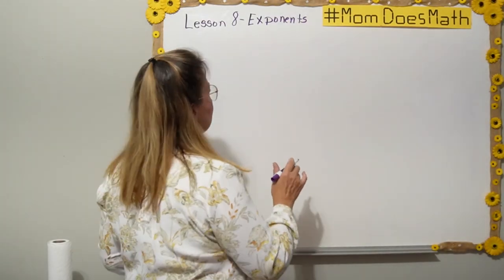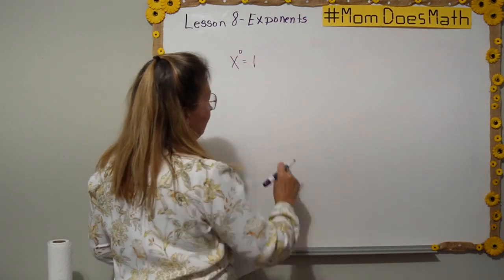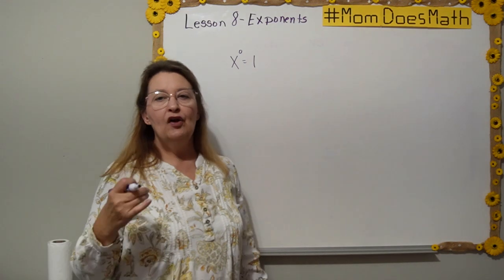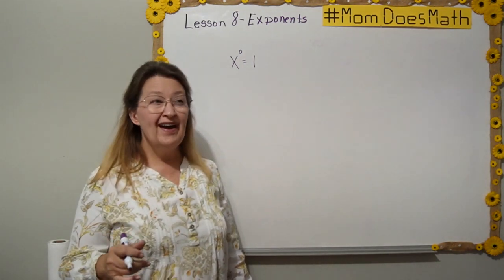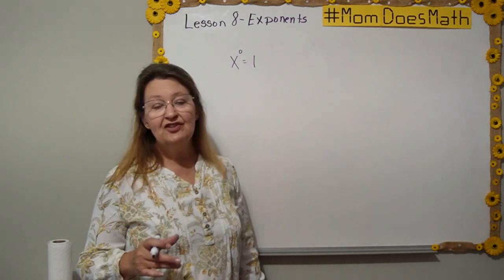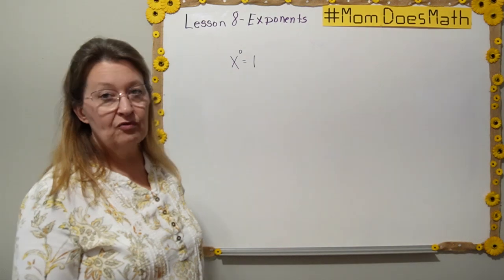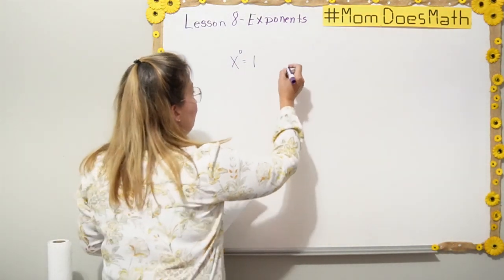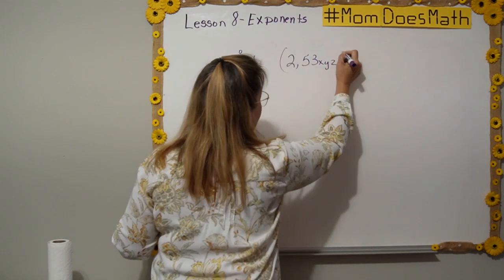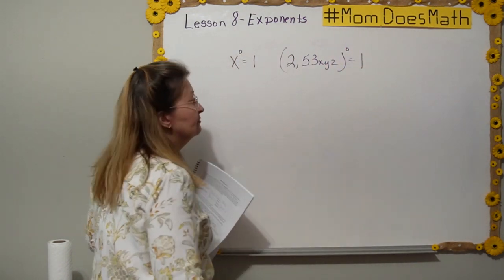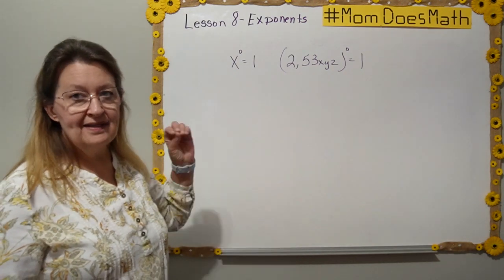Okay, a few other things of importance. If you have anything raised to the 0 power, this is equal to 1. You don't figure this out. This is a construct that was invented. In fact, there are mathematicians who will argue this with you, but it is a rule. It is a fact right now, and that's what we're going with. If you have 2,531xyz all to the 0 power, that's equal to 1. Okay, 0 power, the base, is equal to 1.